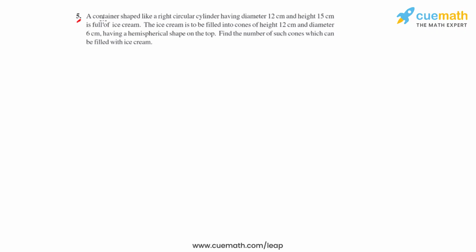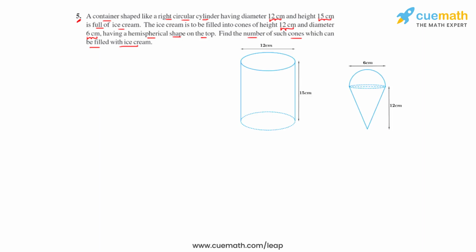Question number 5 says that a container shaped like a right circular cylinder having diameter 12 centimeters and height 15 centimeters is full of ice cream. The ice cream is to be filled into cones of height 12 centimeters and diameter 6 centimeters having a hemispherical shape on the top. We have to find the number of such cones which can be filled with the ice cream. So to visualize the question better, let's draw a figure for it, and this is how it looks.